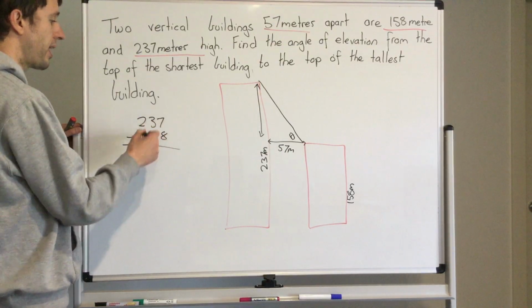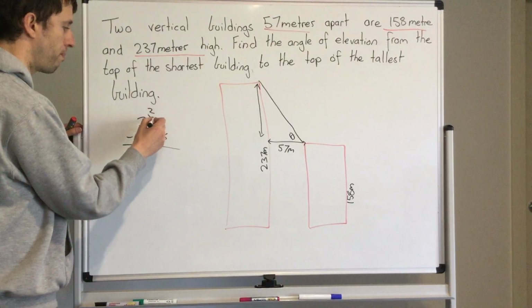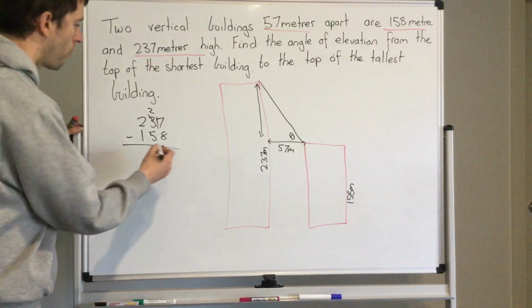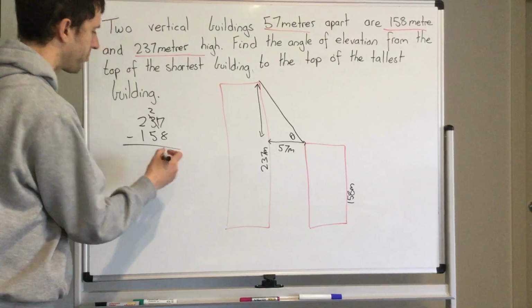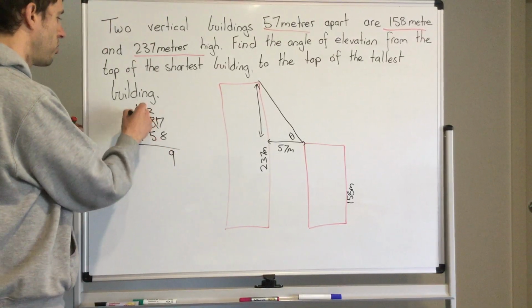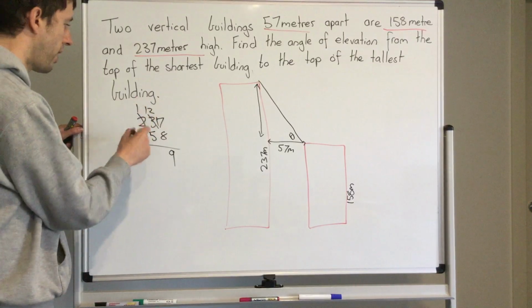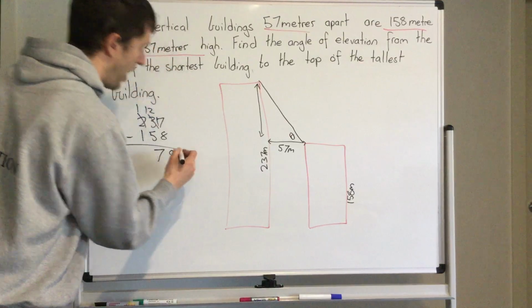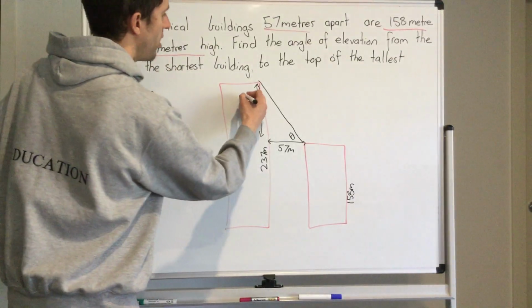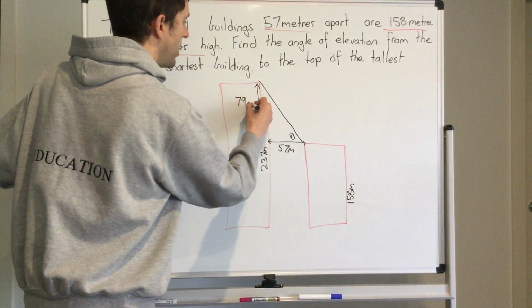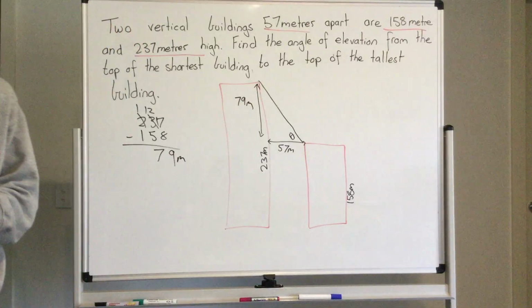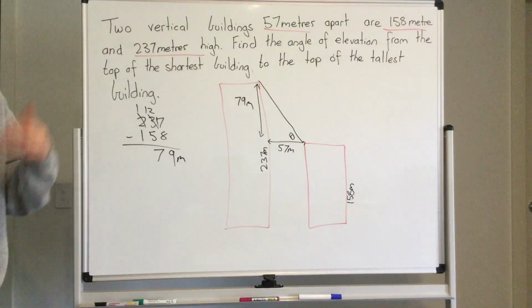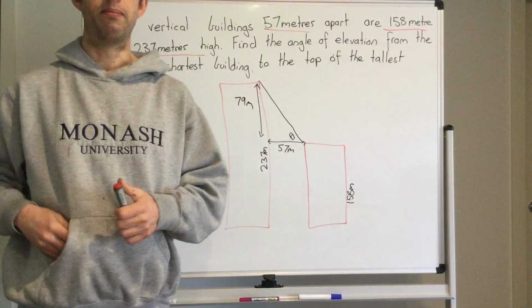7 take 8 I can't do, I'll borrow. 17 take away 8 equals 9. 2 take 5 can't do it, borrow. 12 take away 5 is 7. And there you have it, 79 meters. So I know that this is 79 meters difference in height. Now that makes it easier for me.